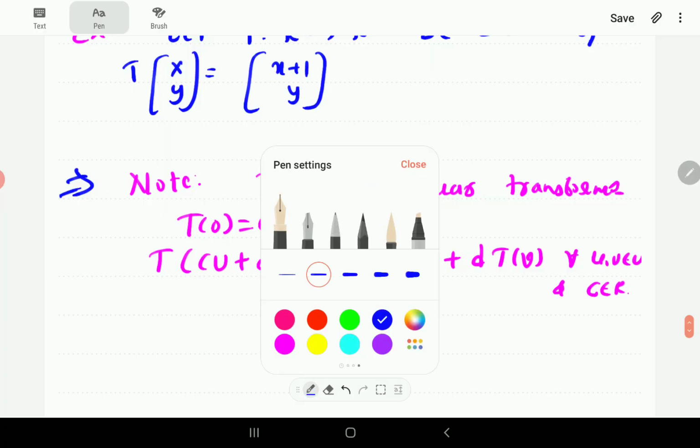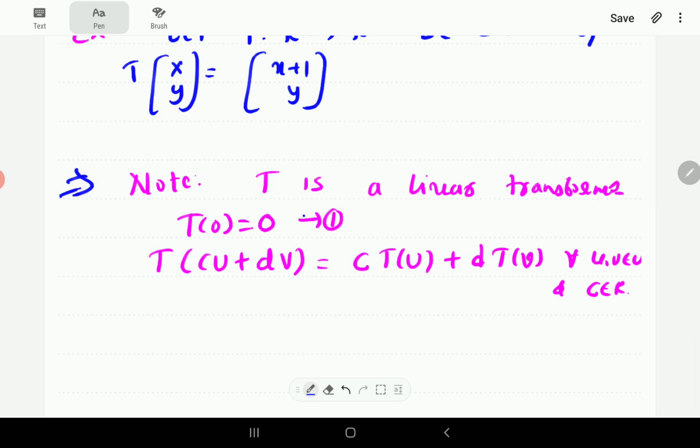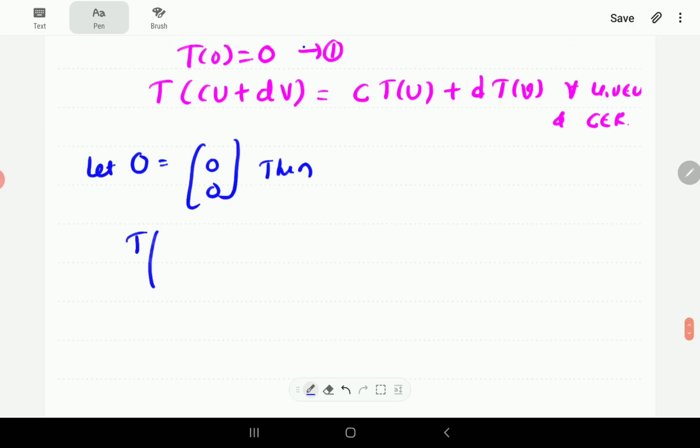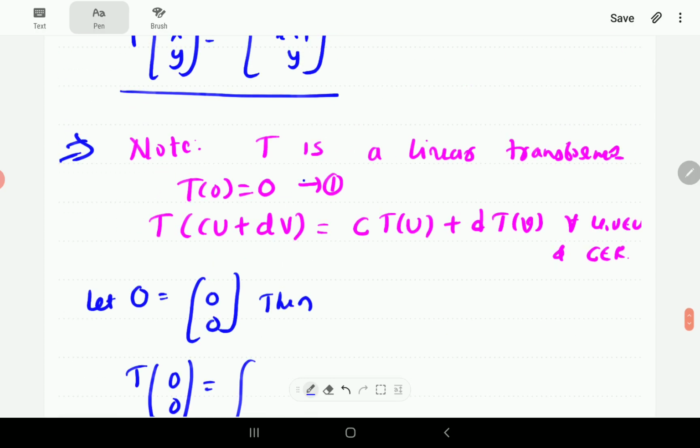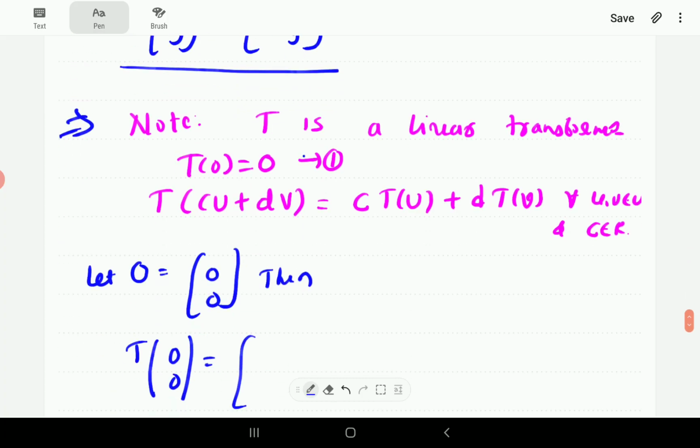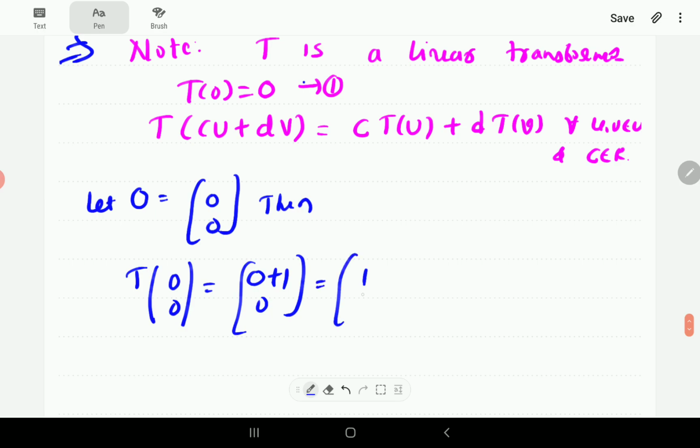So now, sometimes there is no need to check all the properties. In this case, we check whether the zero vector is preserved by this particular transformation or not. Let me take a zero vector, 0 = (0, 0). Then T of (0, 0), as per this definition, in place of x and y I'm taking 0, 0. So it is 0 plus 1, 0, which is (1, 0).